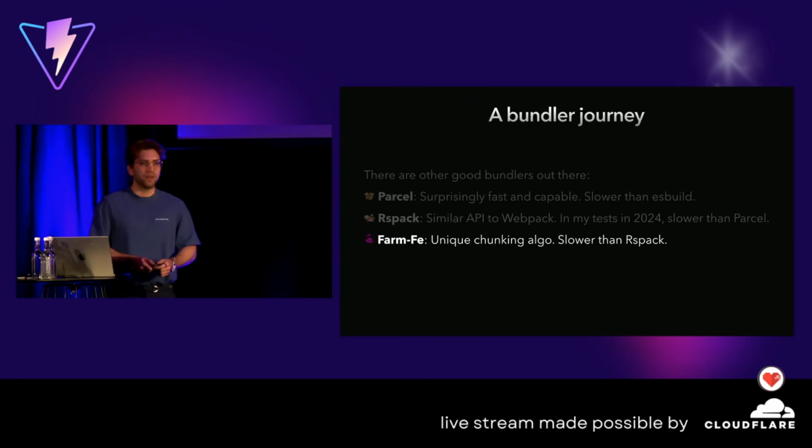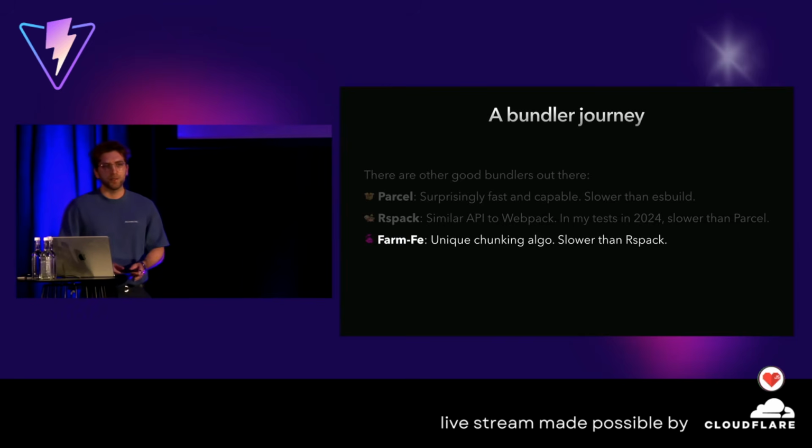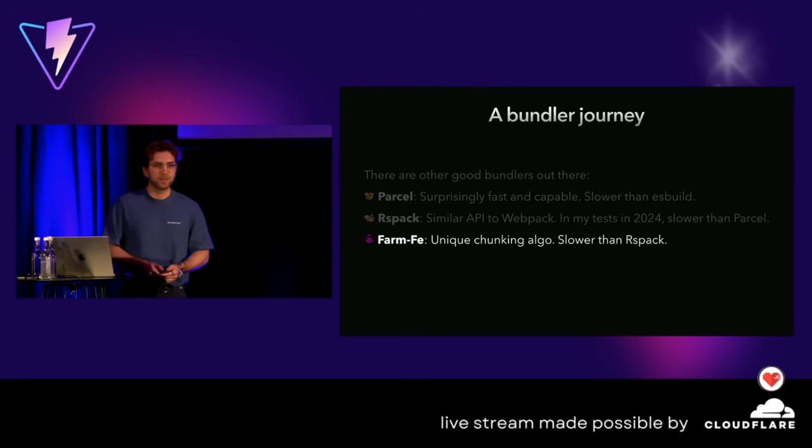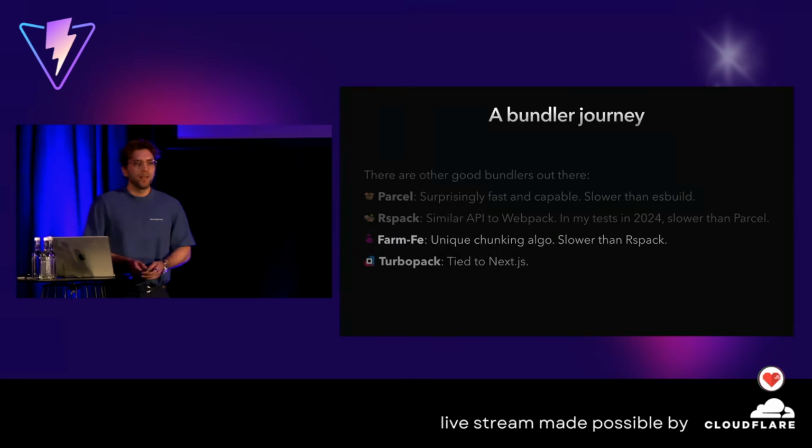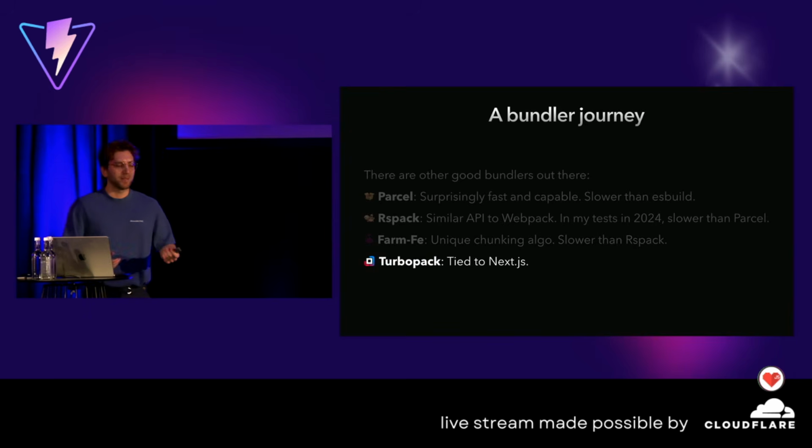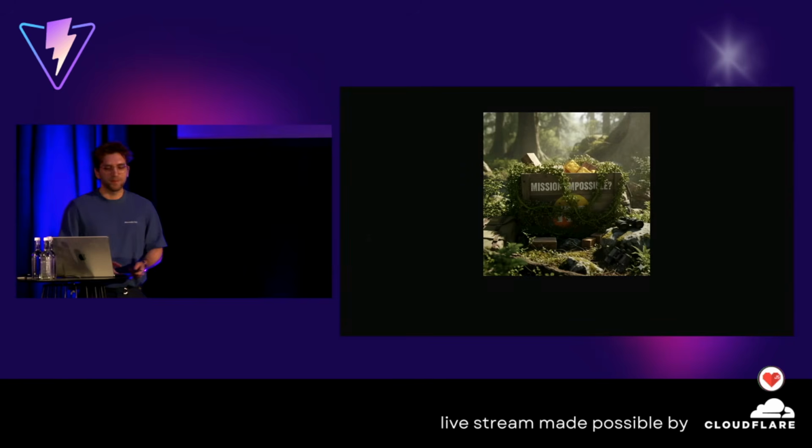Next, Farm, that's a Chinese bundler, I guess not so well known outside of China. It has a very unique chunking algorithm, but it's slower than Rspack, so again, out. And finally, out of the new bundlers, there's Turbopack, but it's tied to Next.js, and we're not using Next.js, so also out. Yeah, what do I do now?